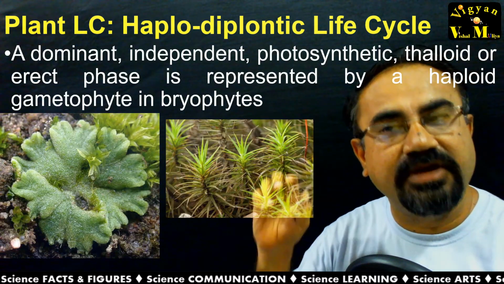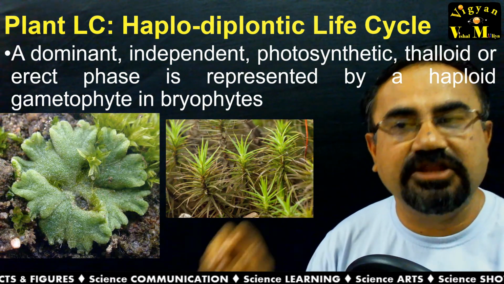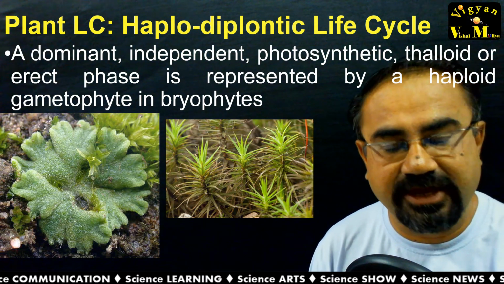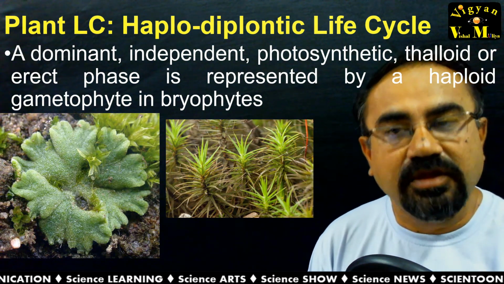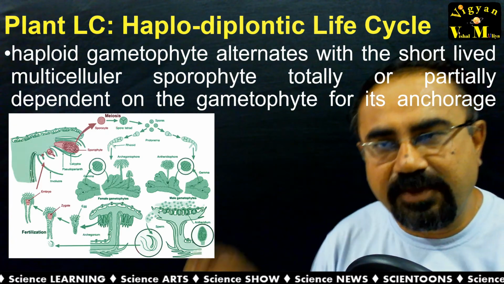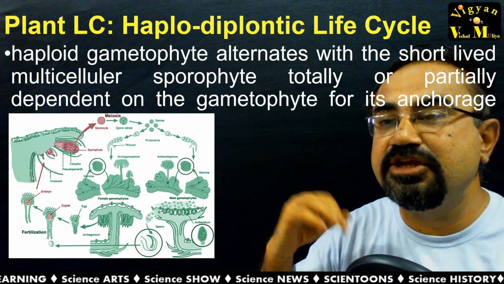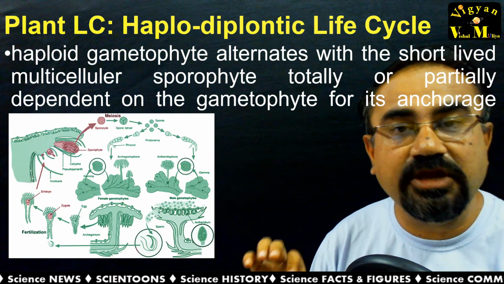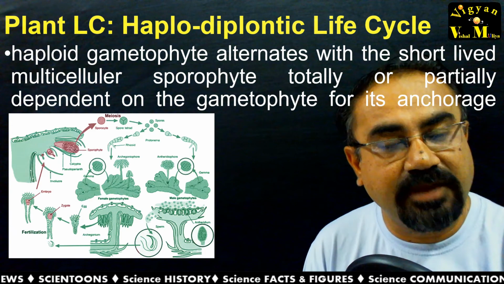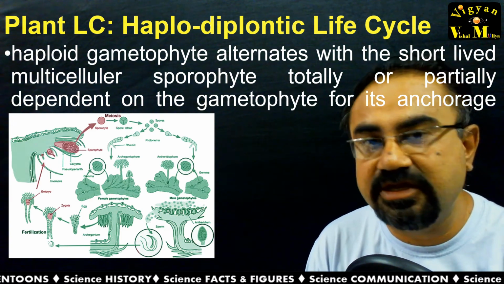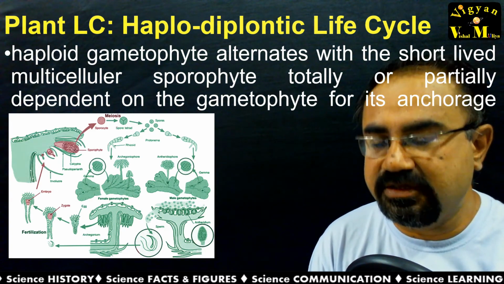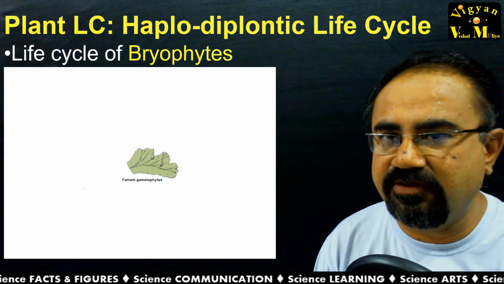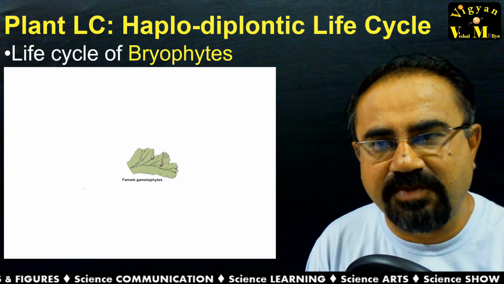A dominant, independent, photosynthetic, thalloid or erect phase is represented by the haploid gametophyte in the case of Bryophytes. The haploid gametophyte alternates with the short-living multicellular sporophyte, which is totally or partially dependent on the gametophytic generation for anchorage, water and minerals. Let me go through the details of the life cycle of a Bryophyte represented by Marchantia.